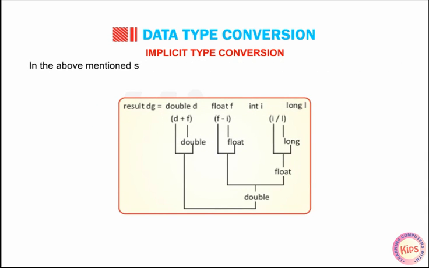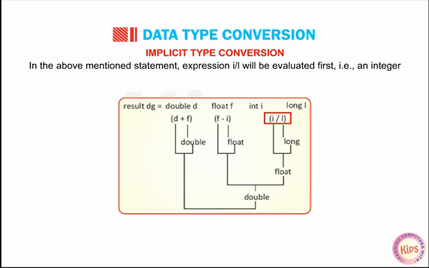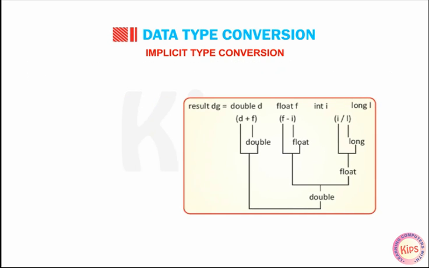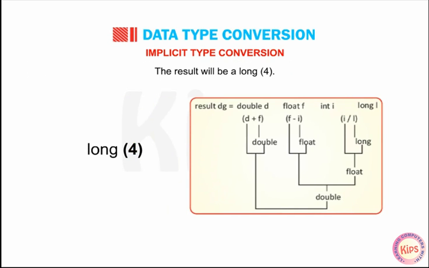In the above mentioned statement, the expression i / l will be evaluated first, that is, an integer is going to be divided by a long. The result will be a long 4.